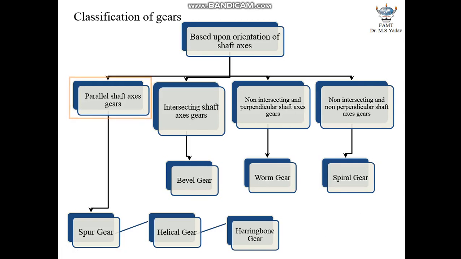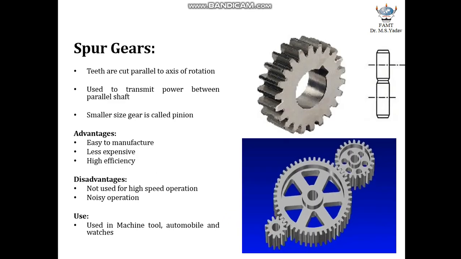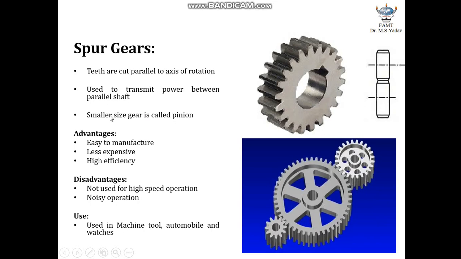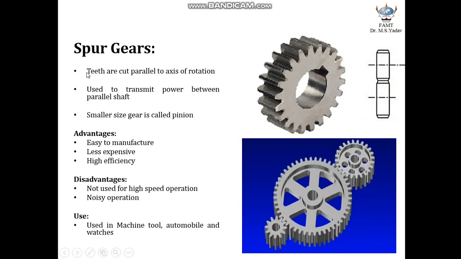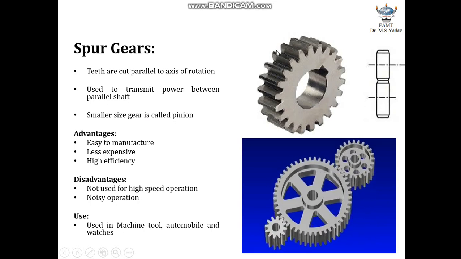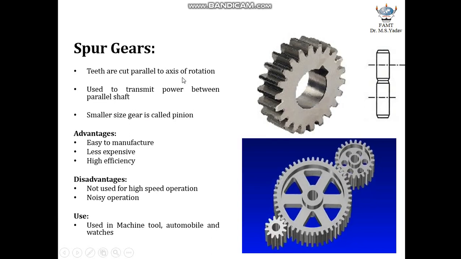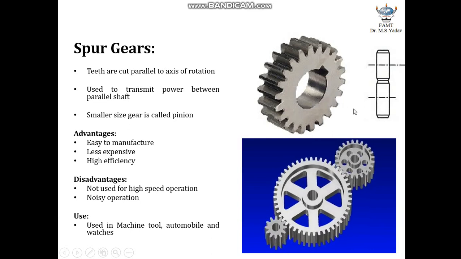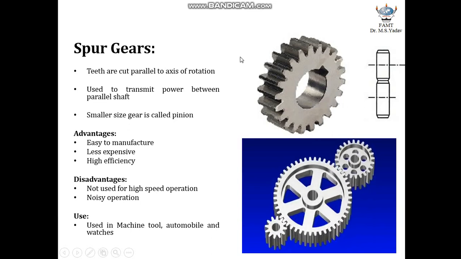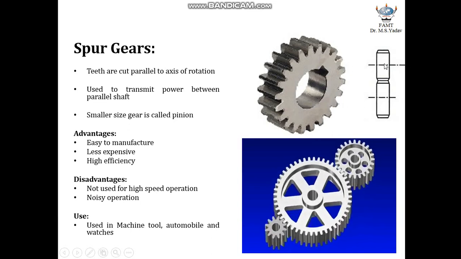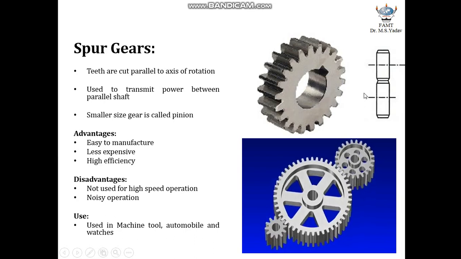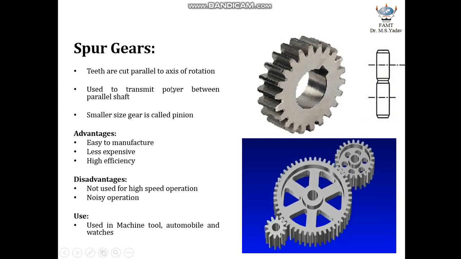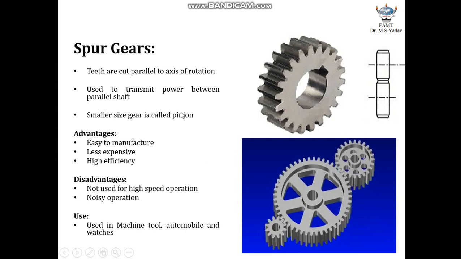Let's go through the first category. The first one in this category is spur gear. In spur gear, the teeth are cut on the thick disc and the teeth are parallel to the axis of rotation. Check this picture. Teeth are cut on the disc and parallel to the axis of rotation. Shafts are also parallel to each other. Smaller gear in this configuration is called a pinion and the larger gear is called a wheel.